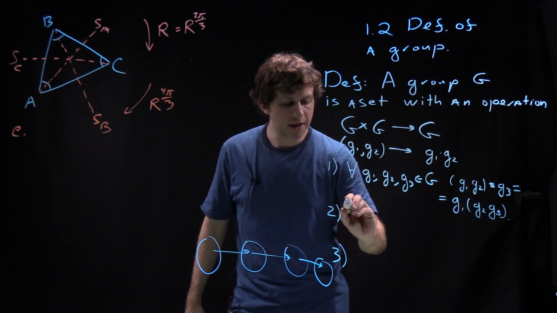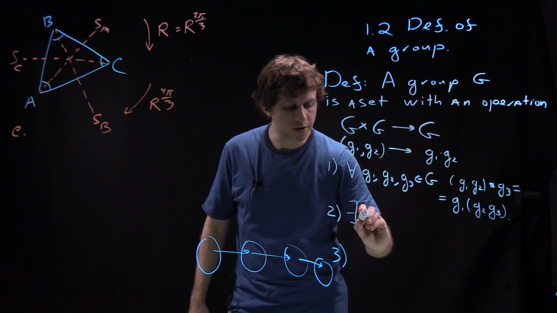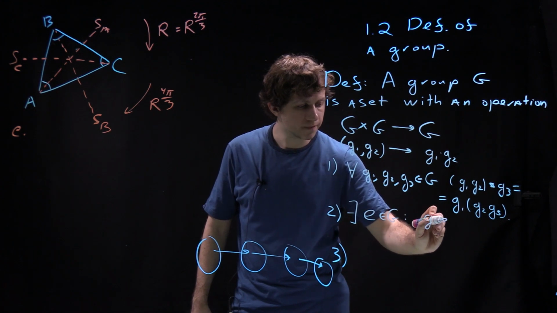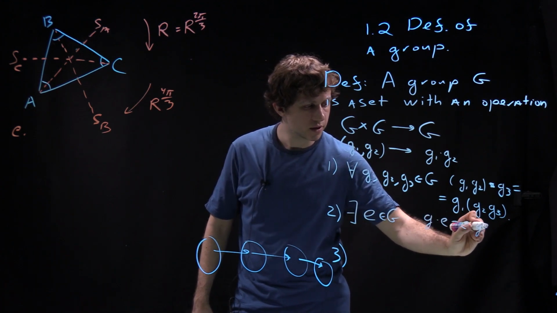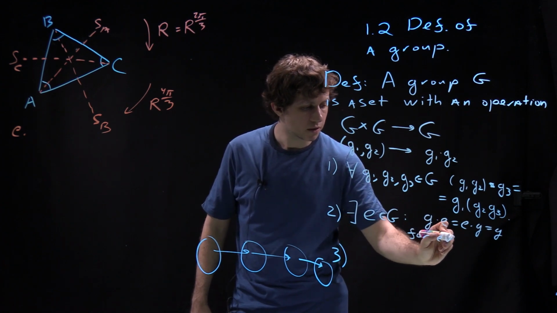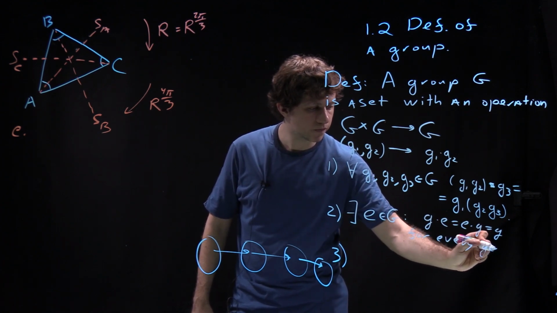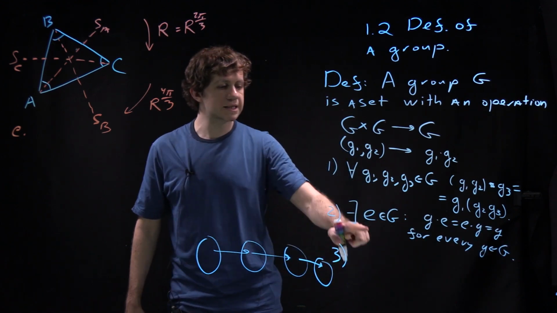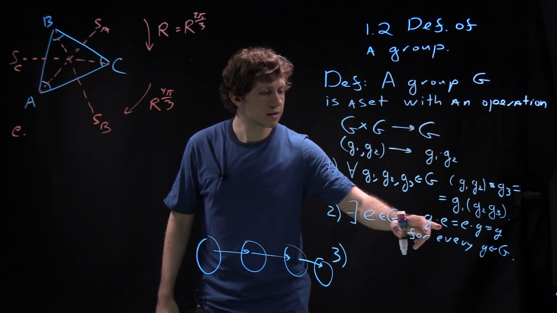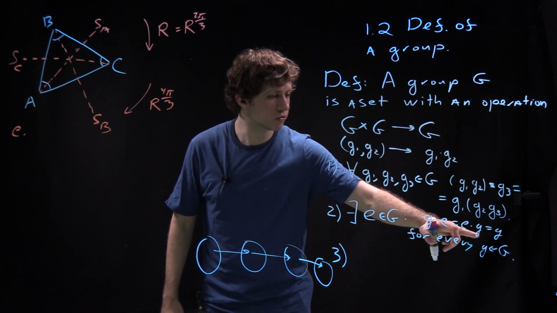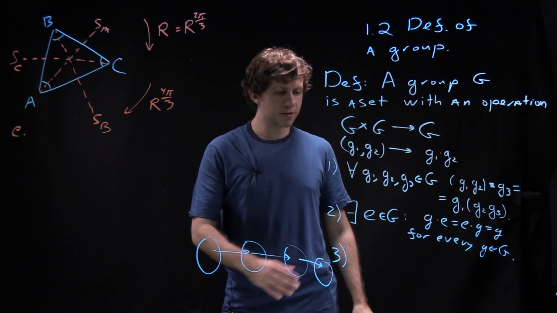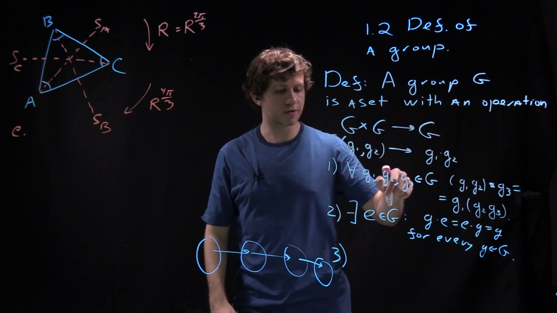So the second one is that there exists a special element denoted by E inside a group such that G times E equals E times G equals G for every G in the group. So this element corresponds to the symmetry which does nothing. If you do nothing and then do any symmetry, or do any symmetry and then do nothing, you will still get the same symmetry. So it seems like not a very strong property. The first one is very strong.